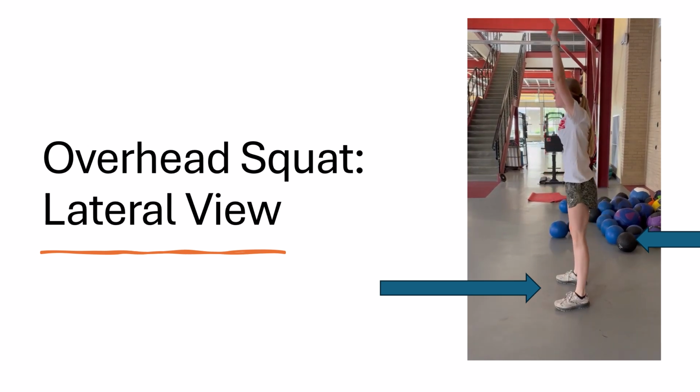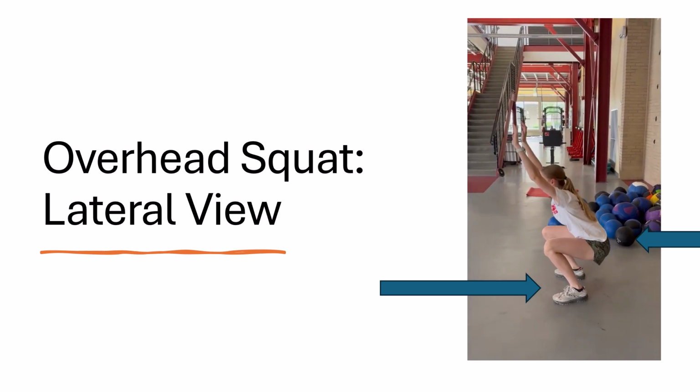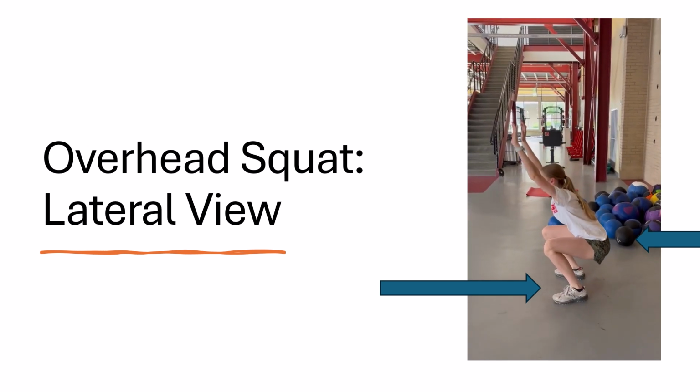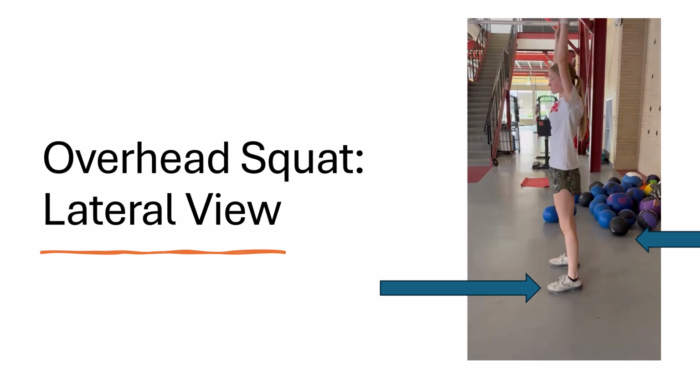Play it one more time, and you'll be able to see about halfway in the eccentric that she leans forward and then rocks back. If we play this one more time, we can see that she dumps her hips back. So right there, she dumps to get more range of motion.